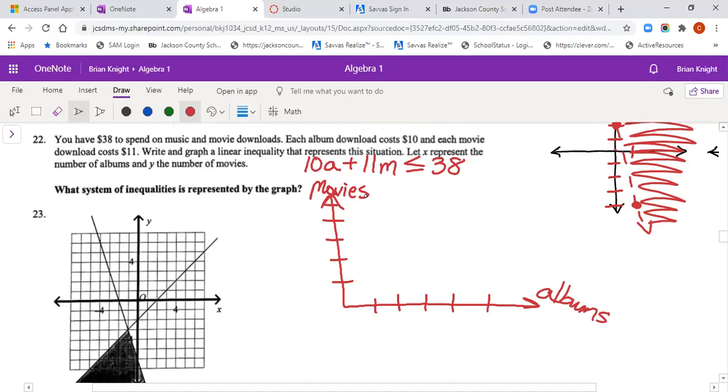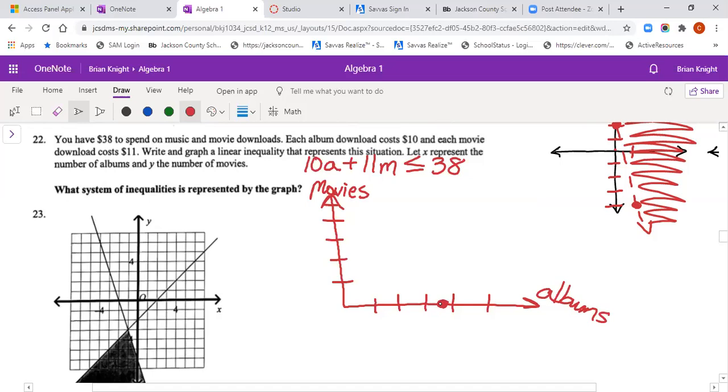Okay, remember we talked about this. On the albums axis down here, okay, M is always what? 0. Everywhere on the albums axis, the M is 0. So if I just pretend like it's not there, I'm left with 10A equals what? 10A is less than or equal to 38. And I can divide that by 10, and you get 3.8. That is your albums intercept, okay? So 1, 2, 3, almost to 4. So about right there would be 1 point.